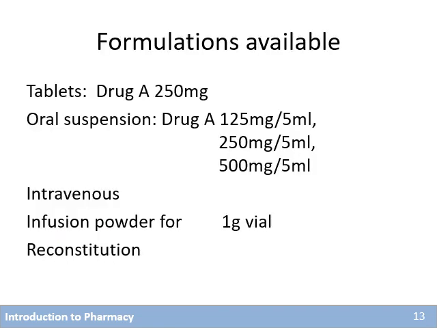And the next slide shows you what formulations of this are available. You have tablets, which are 250 milligram tablets. There's only one strength of tablet. There are 3 strengths of oral suspension: 125 milligrams in 5 ml, 250 milligrams in 5 ml, and 500 milligrams in 5 ml. And there's also an intravenous powder which comes in a 1 gram vial, 1,000 milligrams. So, as I say, all of the next 3 questions are based around this drug.